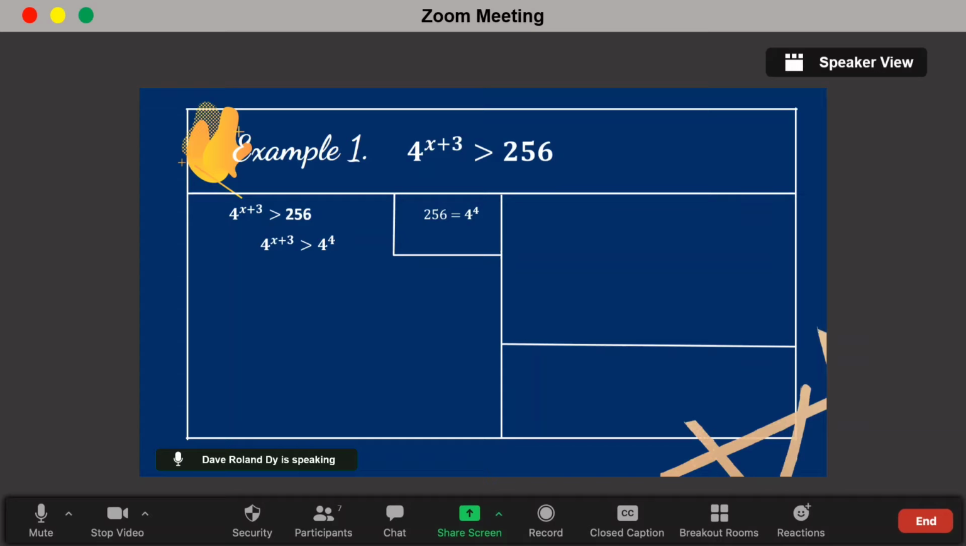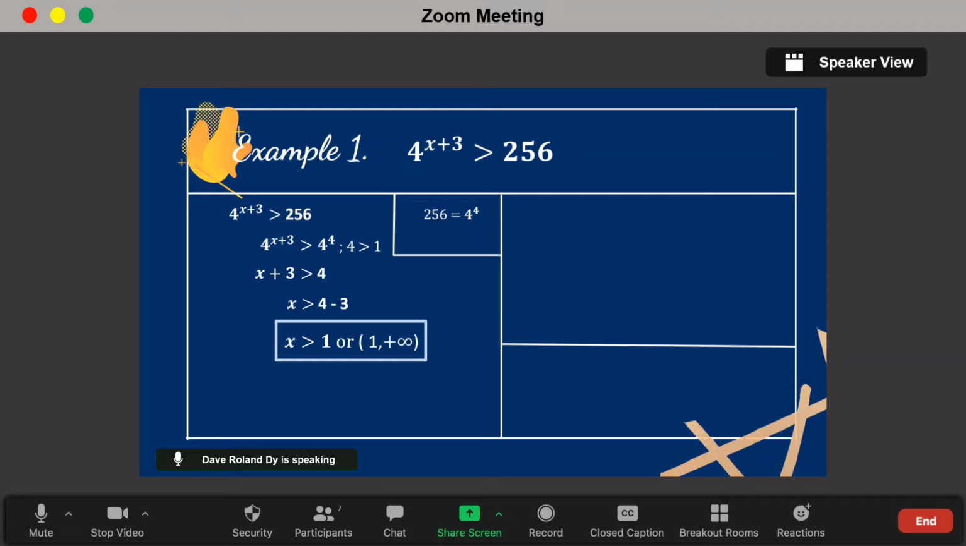Now, since the bases are already the same, using the one-to-one property, we can bring down the exponents. Since the base 4 is greater than 1, we do not need to reverse the inequality symbol. From here, we can solve for x, so x plus 3 is greater than 4. Now, we will combine the like terms. We move 3 to the other side of the inequality and change its sign. So now we have x is greater than 4 minus 3, and 4 minus 3 is 1. So now we have the answer, which is x is greater than 1.